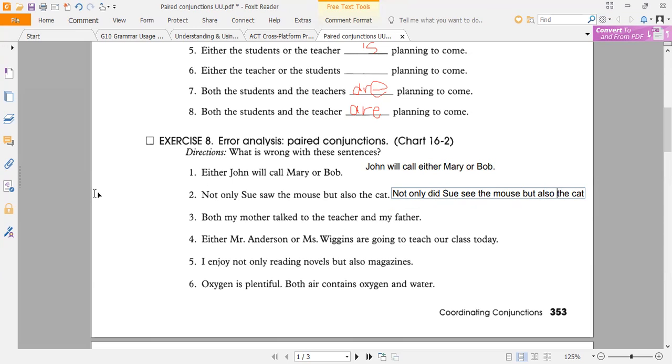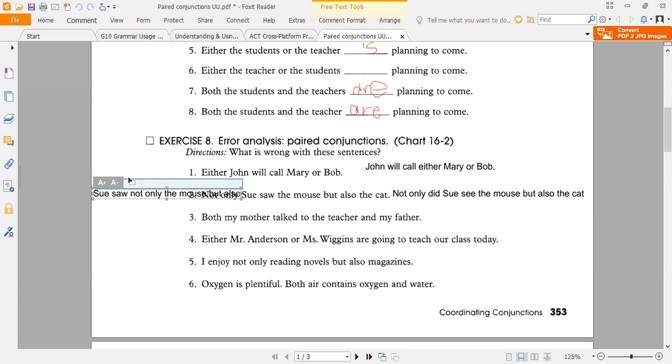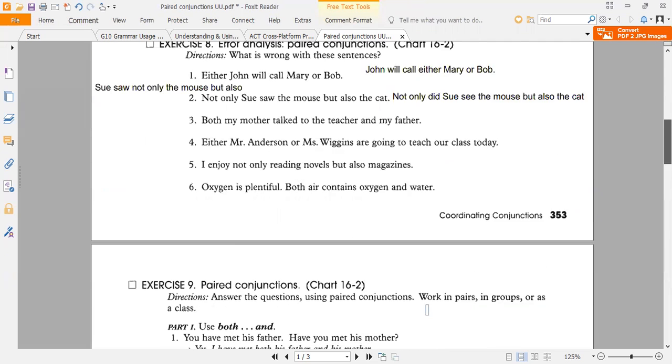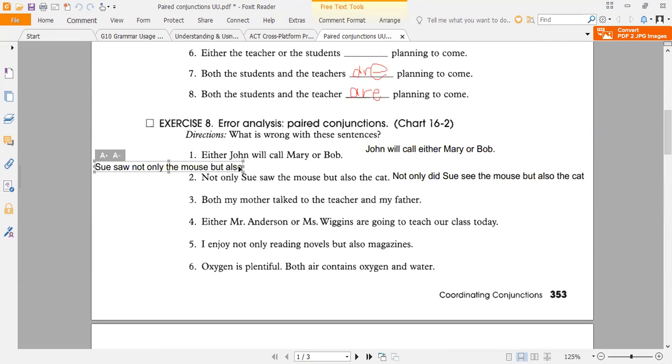We can also put it in another way. Let me write it here. We can just say it clearly: Sue saw not only the mouse, but also the cat. You can do it in either way.